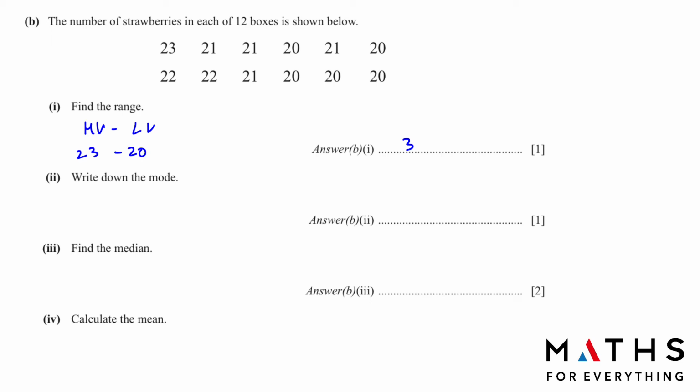Write down the mode. Mode is the most repeated value. So we have got 20 as the most repeated value. We have got 5 values that are 20.